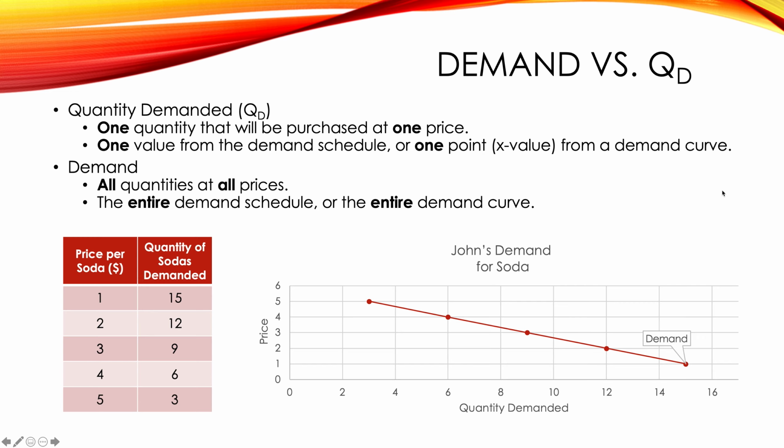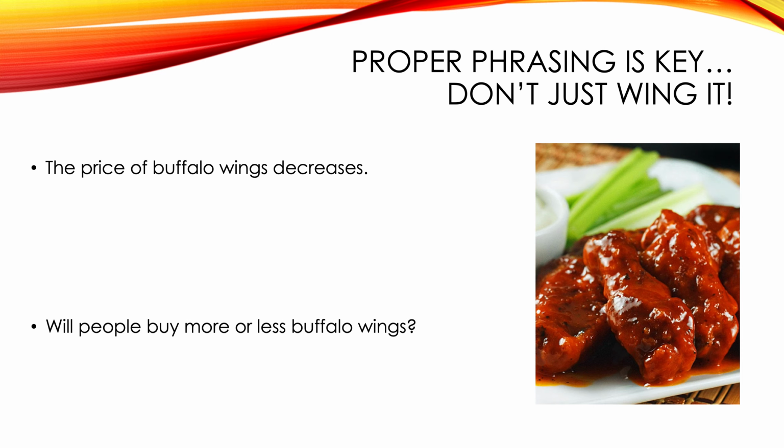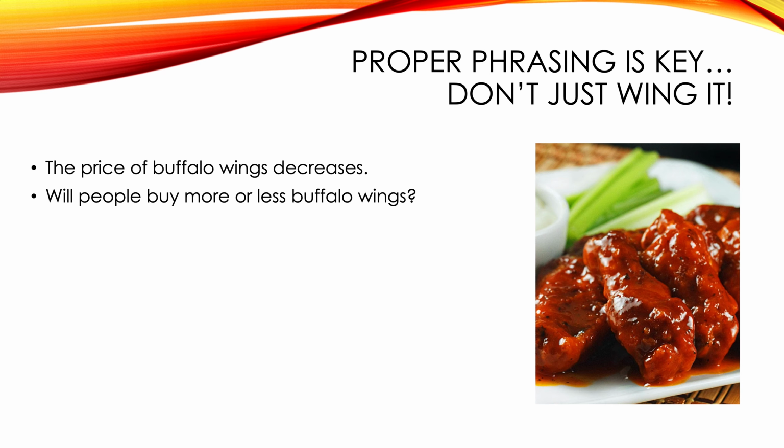And most of the time where this confuses students is in the way that they talk about it. So let's focus on some proper phrasing here. Don't just wing it. All right, so let's imagine a situation where the price of buffalo wings decreases. Think about what that's going to mean for people. Will people buy more or less buffalo wings? Well, they'll buy more, right? Because low prices are an incentive. Consumers like low prices, so if they're given one, they're going to buy more of something. This is fine. We can work this out. We talk like this all the time.